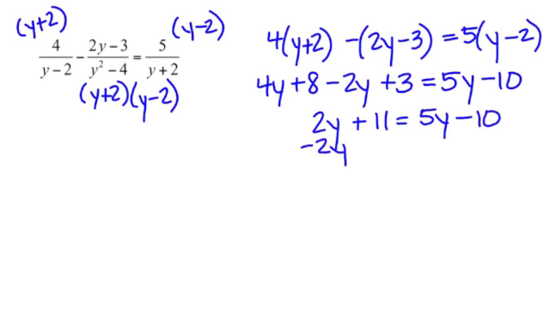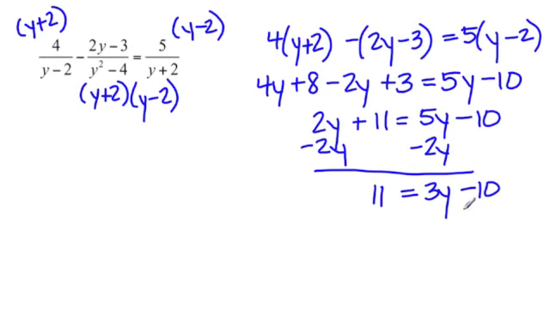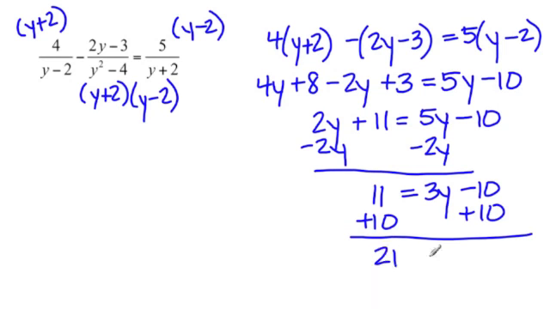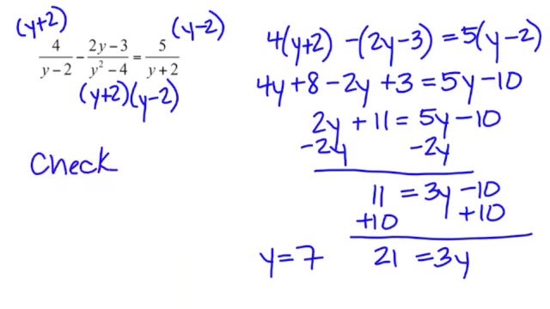I'm going to move the 2y to the other side of the equation. And I'm going to add the 10 to the other side. So we get 3y equals 21, so y equals 7. We need to check that in the original equation. 7 minus 2, that's okay. 7 squared minus 4, that's okay. And 7 plus 2, all okay. So 7 is an answer.